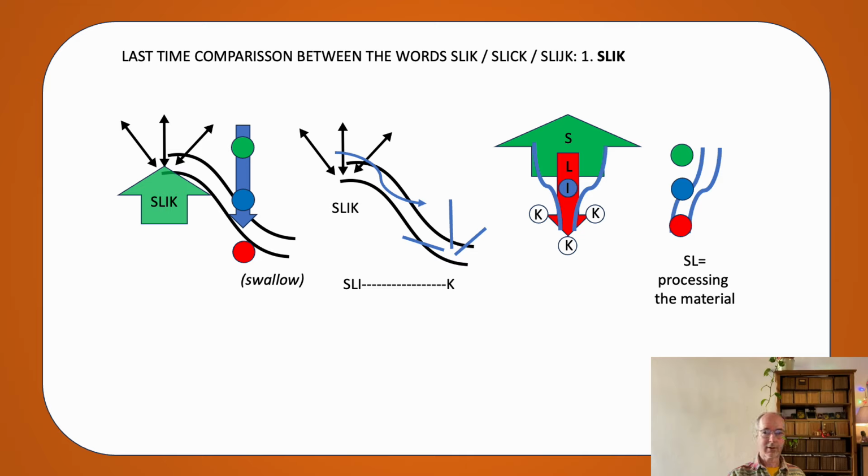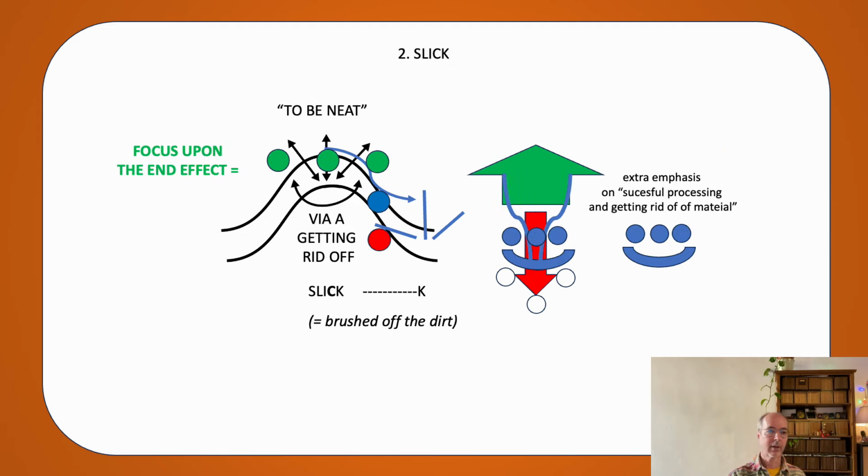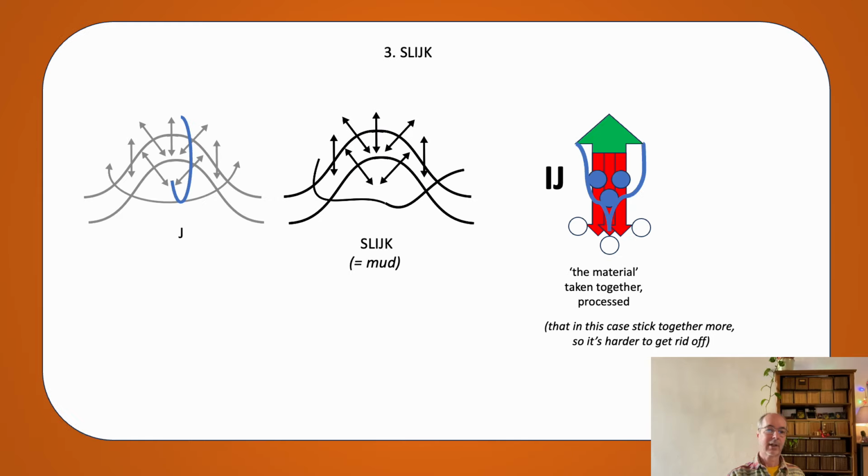So, just a last comparison. SLIK as the swallow, we focus on what we can process of the material. SLIK with CK, we focus also on the end effect, but it's because we got rid of the material. SLAK is this material itself. It's trying to separate and it's trying to hang together, because it's more or less in between.